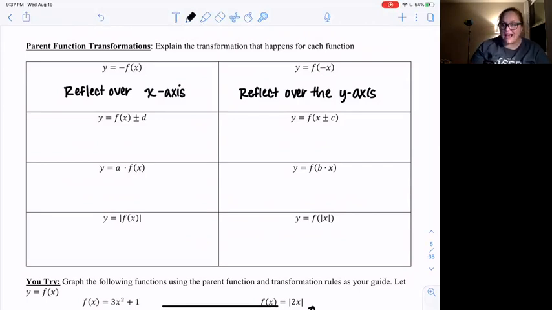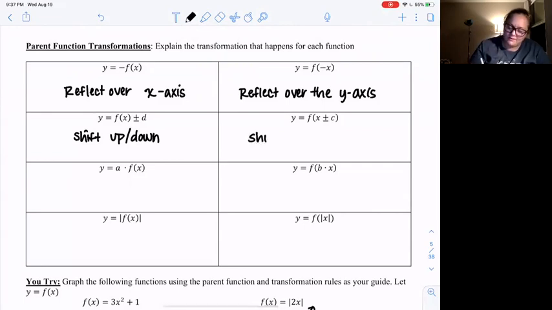So what happens when you add or subtract a value from the function? So when you add or subtract it, it's going to shift it up or down d units. Now what happens when you have a different value, say c, and it's being added specifically to that x? Well, again, that's going to shift it left or right, depending on the value.